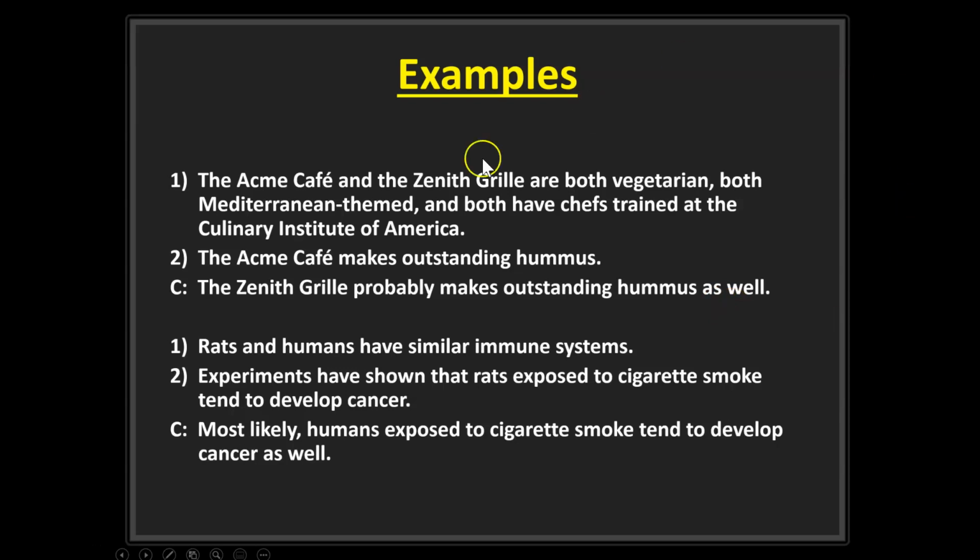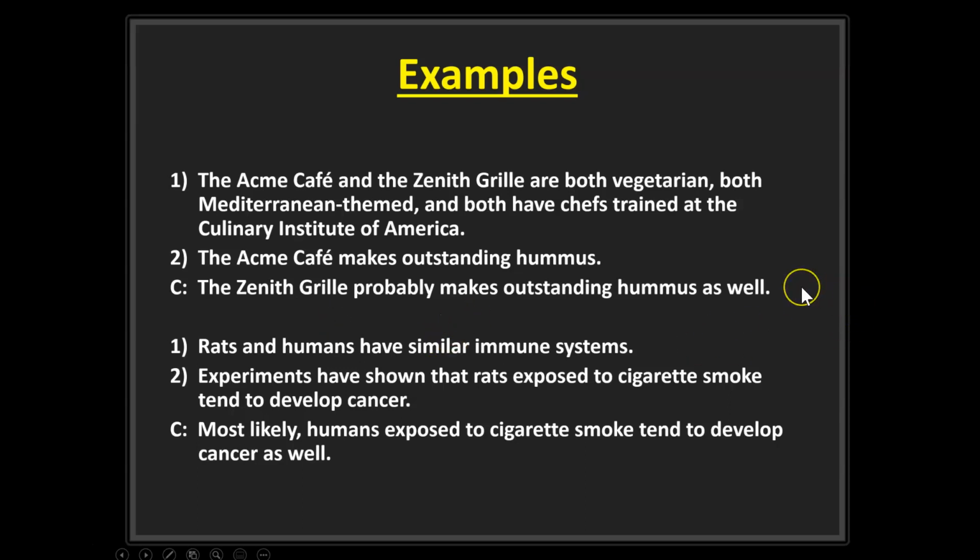So here, notice, in order to arrive at this conclusion that the Zenith Grill probably makes outstanding hummus, imagine if somebody said to you, well, why? How do you know? You've never been there. And you say, well, I know I've never been there, but here's how I'm reasoning. I know that the Acme Cafe and the Zenith Grill are both vegetarian, both Mediterranean themed, and they both have chefs trained at the same place. And I already know that the Acme Cafe makes outstanding hummus because I've eaten there a bunch of times. So considering everything that they share in common, the Zenith Grill is probably going to do just as well as them. Right? They probably make outstanding hummus as well.